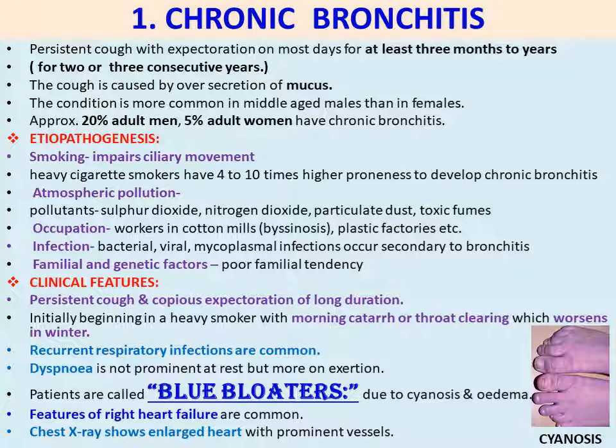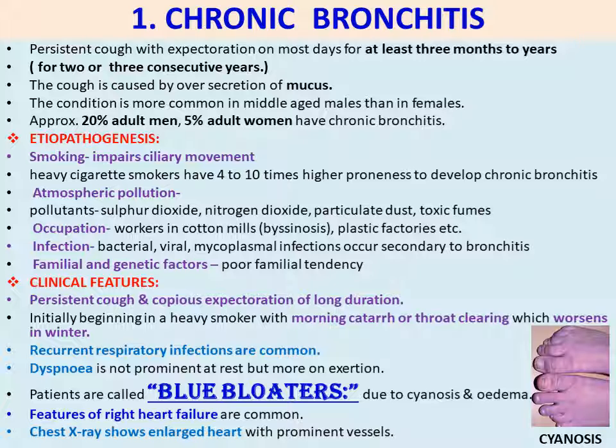First, chronic bronchitis. Persistent cough with expectoration on most days for at least 3 months, for 2 or 3 consecutive years. So this persistent cough should be there for 2 to 3 months, and it should be for 2 to 3 consecutive years. The cough is caused by oversecretion of mucus. The condition is more common in middle-aged males than in females. Approximately 20% of adult men and 5% of adult women have chronic bronchitis.